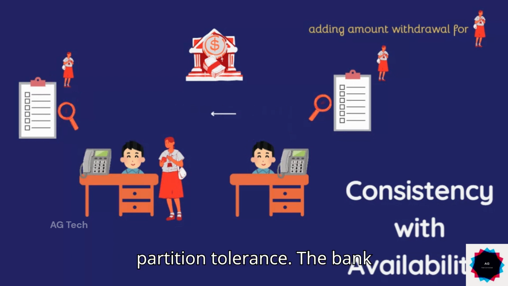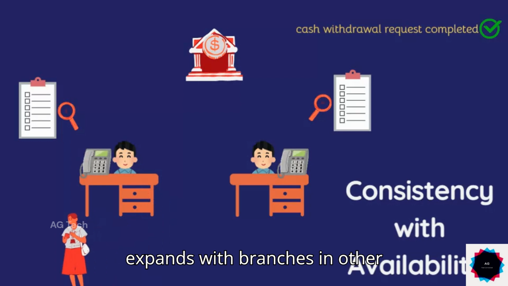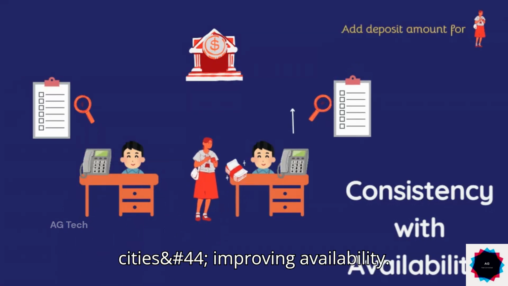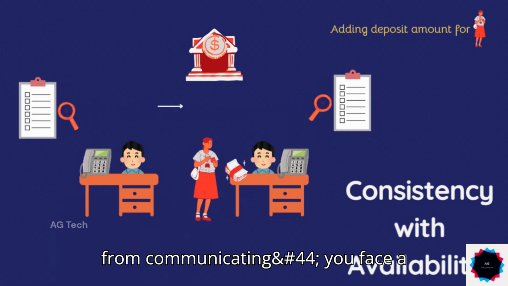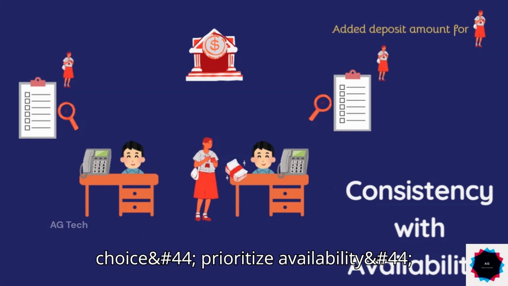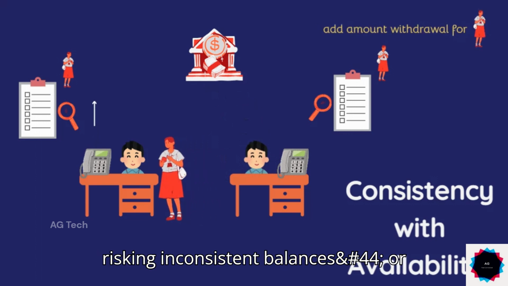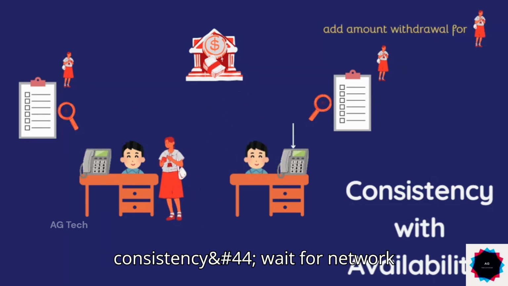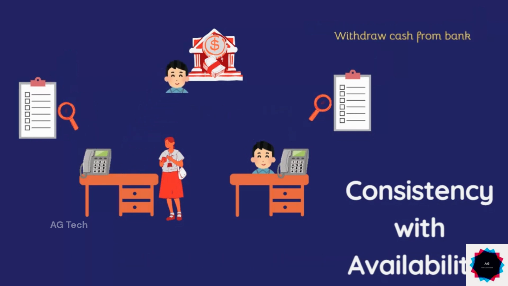Expanding to branches, partition tolerance. The bank expands with branches in other cities, improving availability. But if network issues prevent branches from communicating, you face a choice: prioritize availability, where branches operate independently, risking inconsistent balances, or consistency, where you wait for network recovery to ensure accurate records.